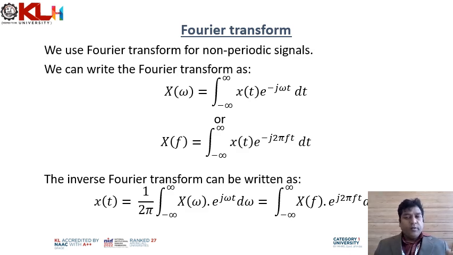Now we are simply reviewing the equation for the Fourier transform. The Fourier transform is simply given as capital X of f, which is the integral from minus infinity to infinity of x of t e power minus j 2 pi f t dt.